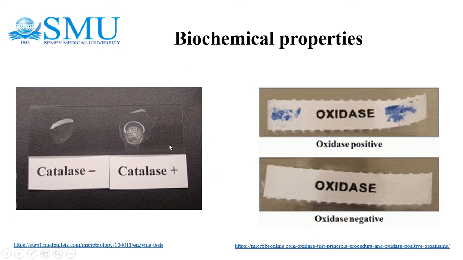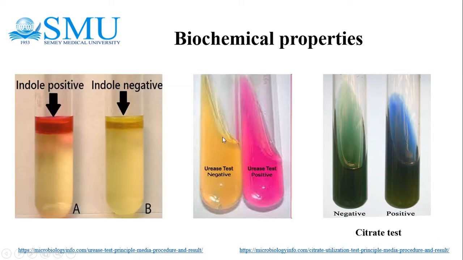And the biochemical properties: catalase positive and oxidase positive. The next biochemical properties: indole test positive for Vibrio cholerae, citrate test variable, urease test negative, and nitrate reduction test positive. Voges-Proskauer test is positive for El Tor Vibrio, and negative for classical biotype.